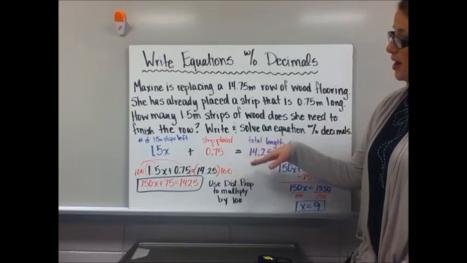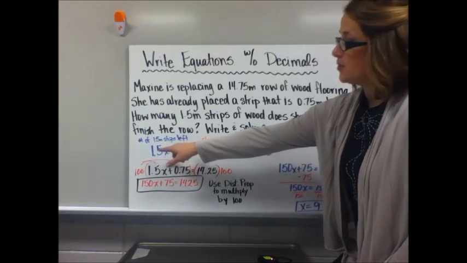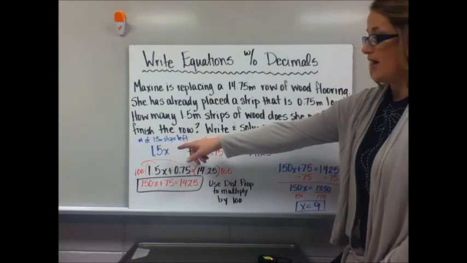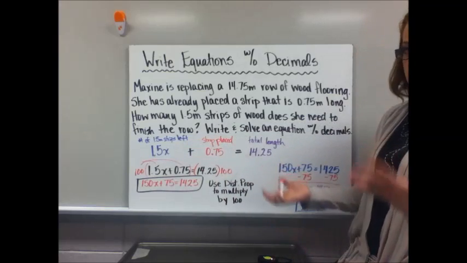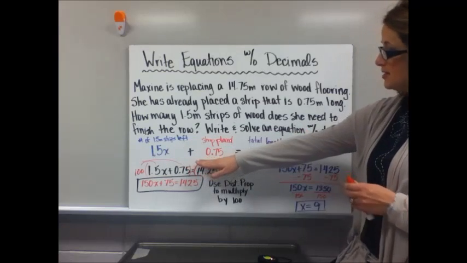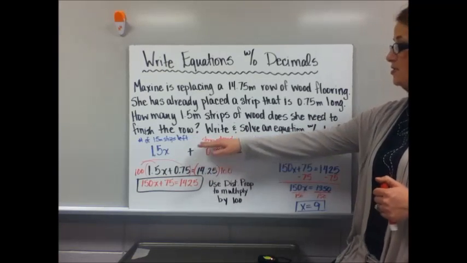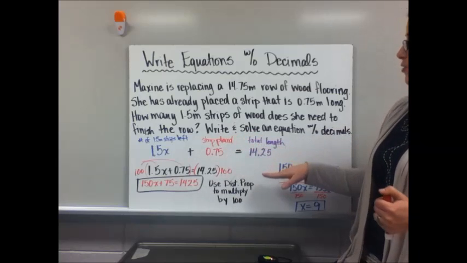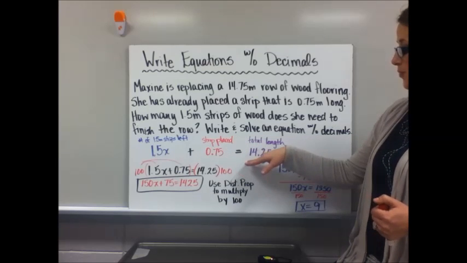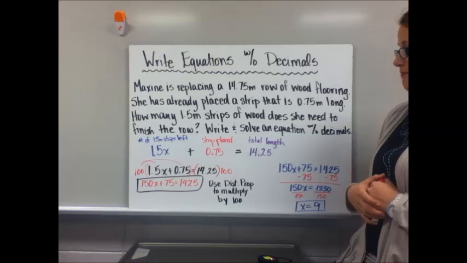So here's where I've built my equation. 1.5x, that's representing the number of 1.5 meter strips left that she needs to finish the row. Plus, she already had a 0.75 strip placed. That needs to equal the total length of the row, which was 14.25.